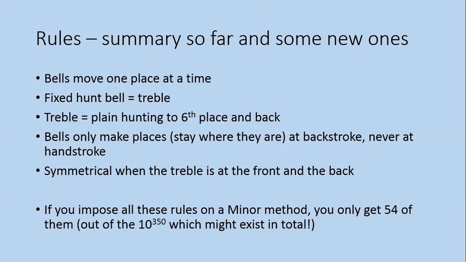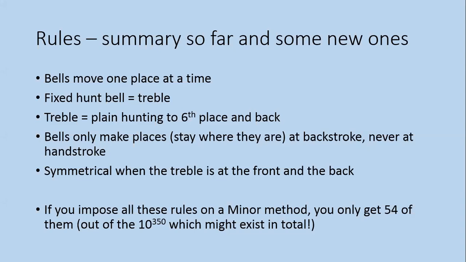that creates what's known as a right place method, and they're generally easier to ring than what are called wrong place methods, where places are made at handstroke as well as at backstroke, and we'll have a look at that in just a moment and practically how that works. And if we say the method has to be symmetrical as well, then we massively reduce the number of minor methods that we can get.